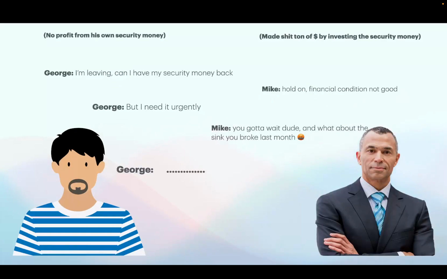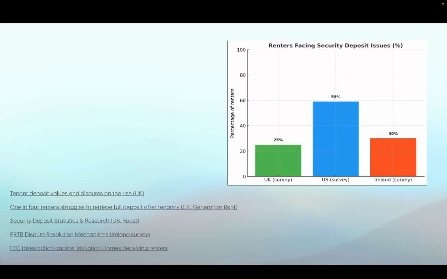George got no profit from his own security money, while Mike made a ton of dollars by investing the security money. So George says, I'm leaving, can I have my security money back? Mike says, hold on, financial condition not good. George says, but I need it urgently. Mike says, you gotta wait, dude, and what about the sink you broke last month? And finally, George has nothing to say, and maybe his money is gone forever.